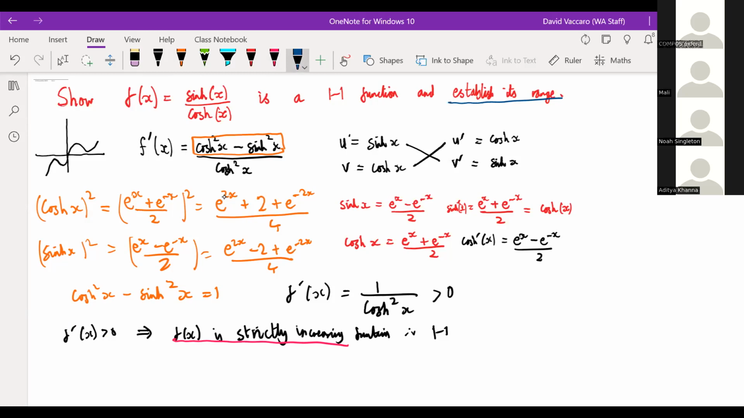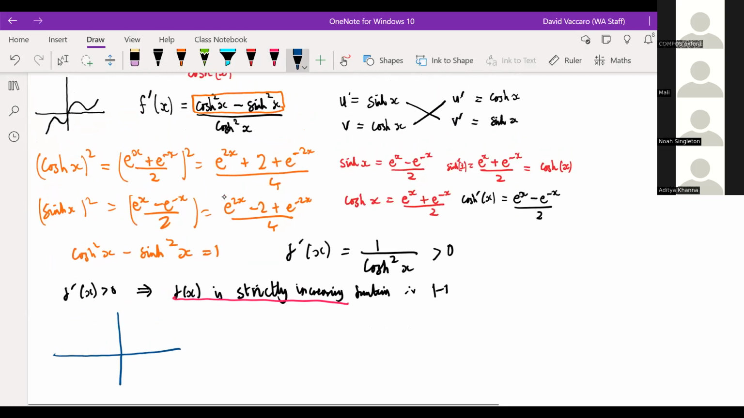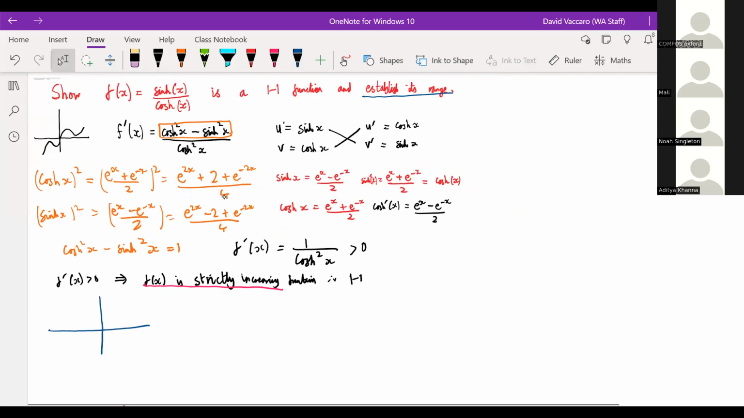Well, we've got a strictly increasing function. We also happen to know it's odd. So it's not its maximum, but its upper bound is going to be the limit as x goes to plus infinity. Its lower bound is going to be as x goes to negative infinity. So we're going to calculate these limits.